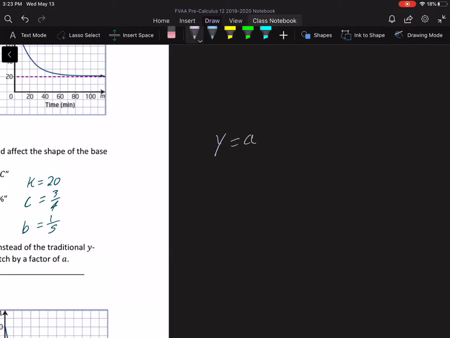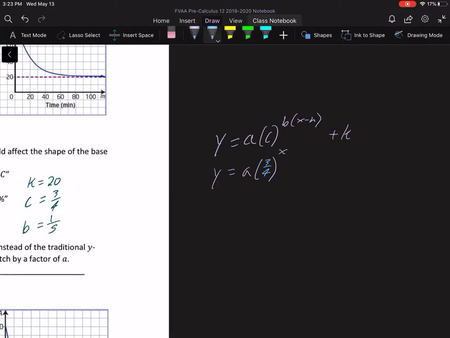So if your basic equation is y = c^x, in this case, let's just apply all the transformations: a times c to the b(x - h) plus k. What are some of the things that we've already plugged in here? Well, we don't know a. We know c, c is 3 over 4. We know b is x over 5.